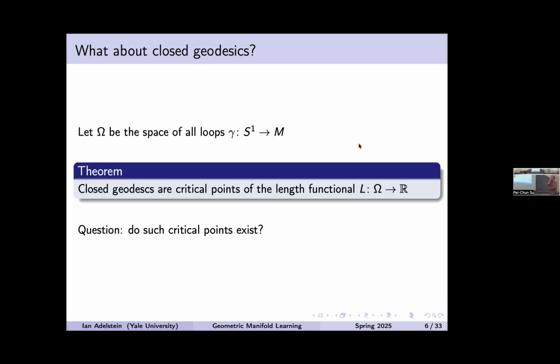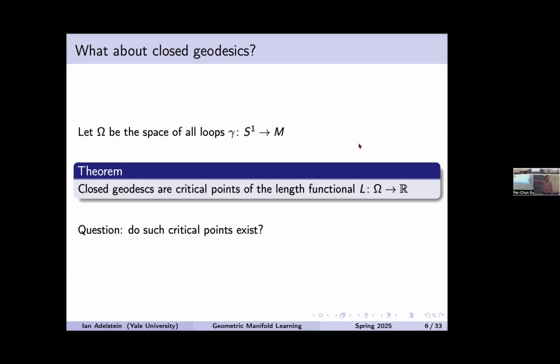And then I want to do the same thing. I want to realize these closed geodesics as critical points of some length functional. And so I'm going to let capital omega be the space of all loops. And again, this is a crazy big space. So I'm thinking of all maps from the circle into my manifold, an infinite dimensional space of loops. But again, the closed geodesics are the critical points of the length functional on this loop space. So I'm going to use calculus: take the derivative, set it equal to 0, to realize closed geodesics as critical points.